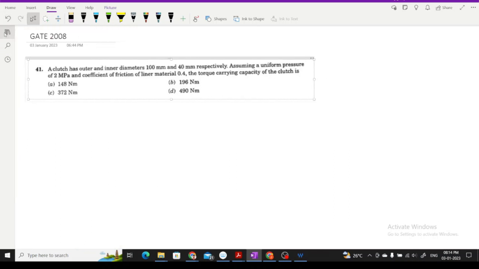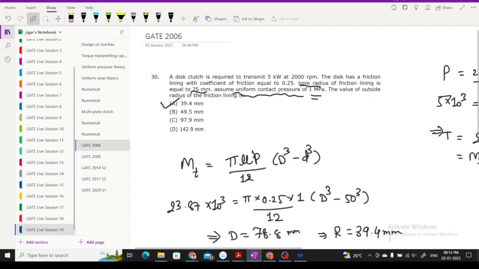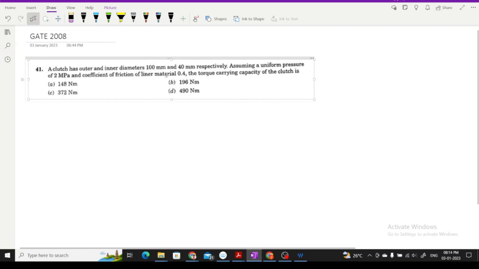Sir, how did 12 come there? Actually, it is in terms of this pressure, right? It is not in terms of that axial force. When you write it in terms of axial force, at that time it will be mu into capital P by 3, then capital D cube minus small d cube upon capital D square minus small d square. Okay? Yes, sir.